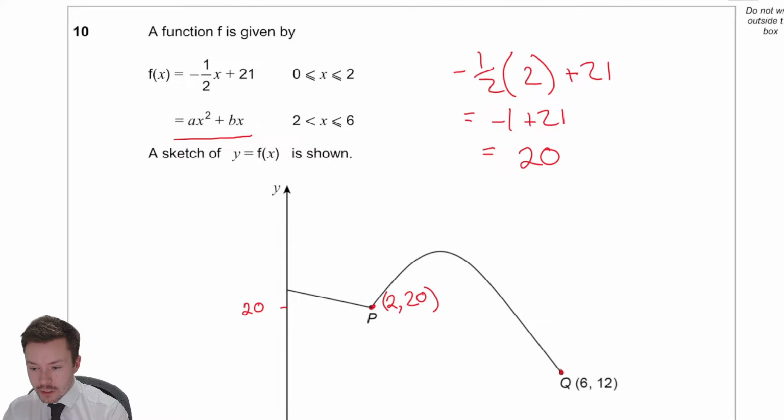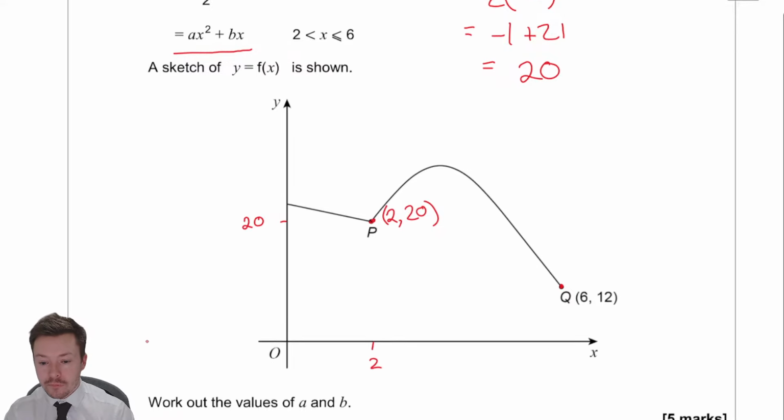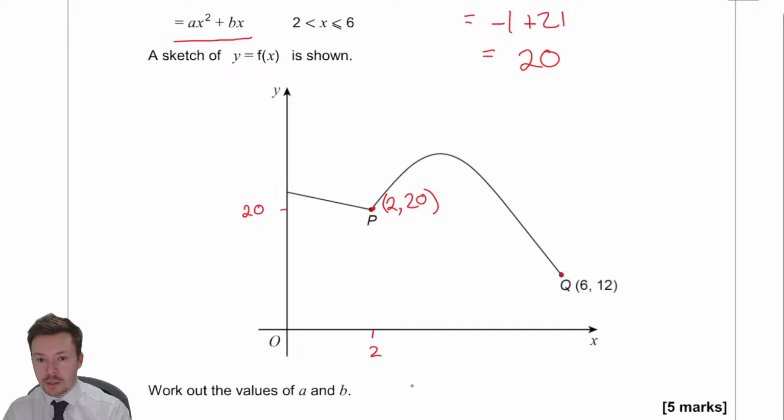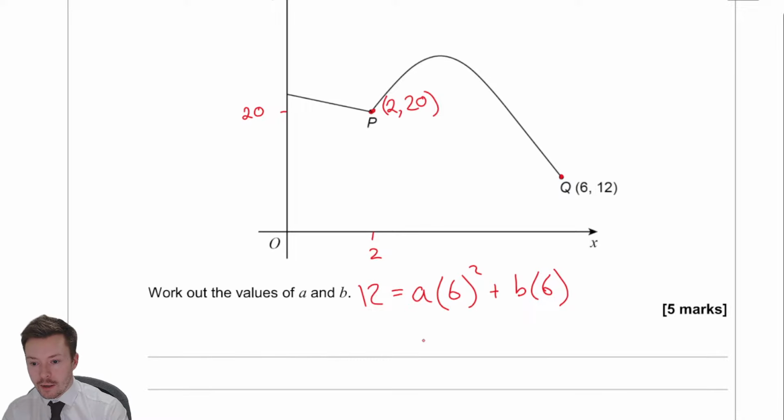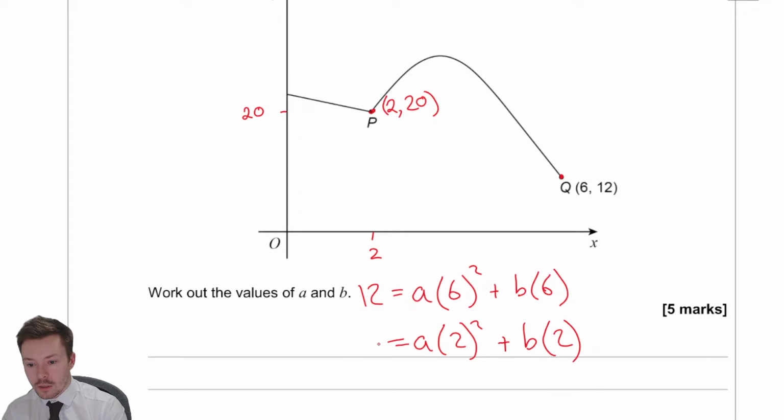Right, now the next point is (6, 12), and we know that's going to work as well. So what we're going to do is substitute in 6 and 12, and we'll get some values of a and b. So let's start doing that. We have a times 6 squared plus b times 6, and that's got to be equal to the y value, which is 12. Then I'm going to do the same thing with the other point, which is 2 and 20. So we're going to have a times 2 squared plus b lots of 2 is equal to 20.